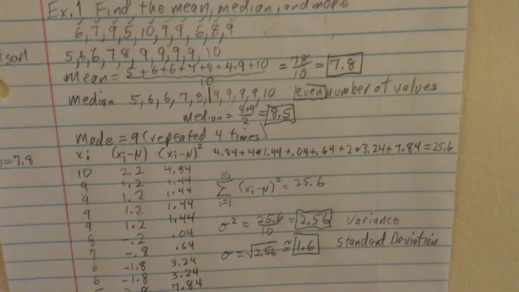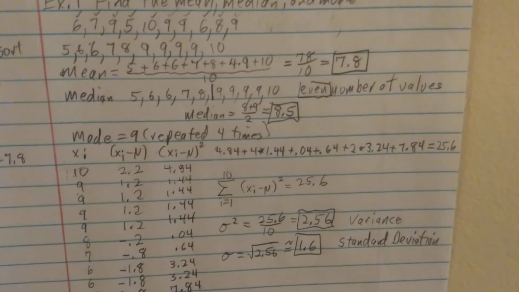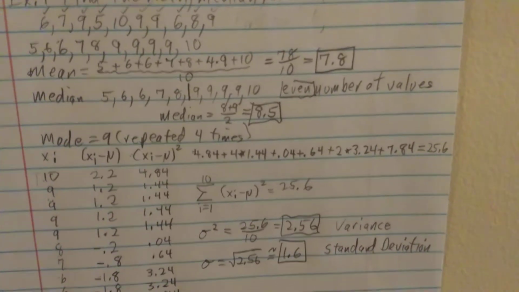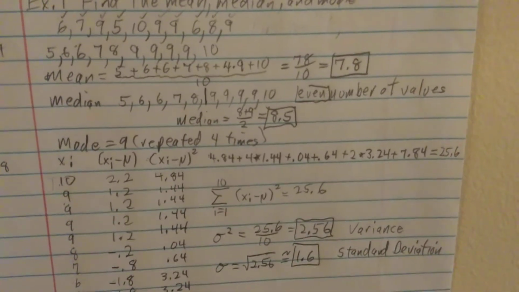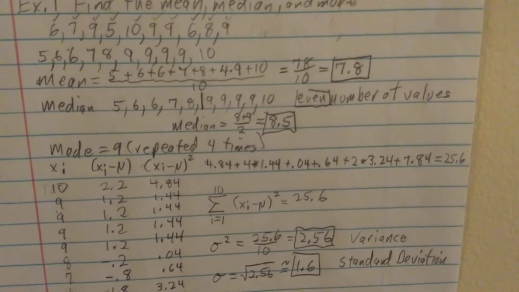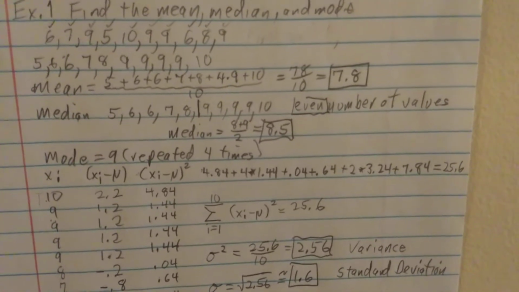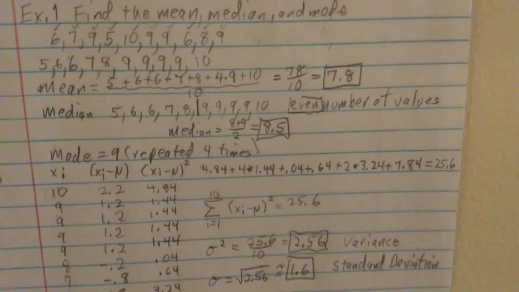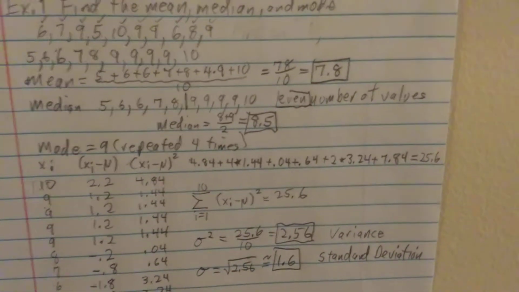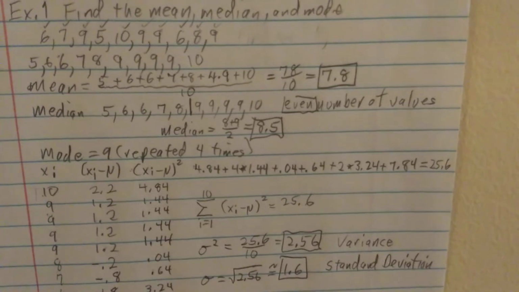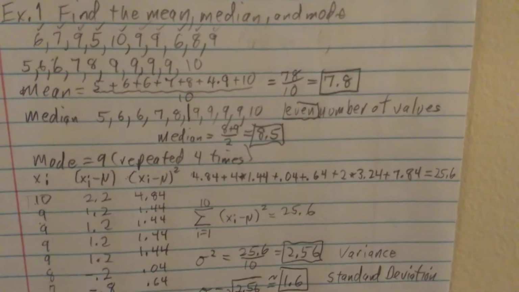So first there was a 5, then a 6 at the beginning, a 6 near the end, then a 7, the second one, an 8 near the end, and then a bunch of 9s. So there's one 9, two 9s together, and a 9 the last, so four 9s and a 10. So my sorted set of numbers is 5, 6, 6, 7, 8, four 9s, and a 10.